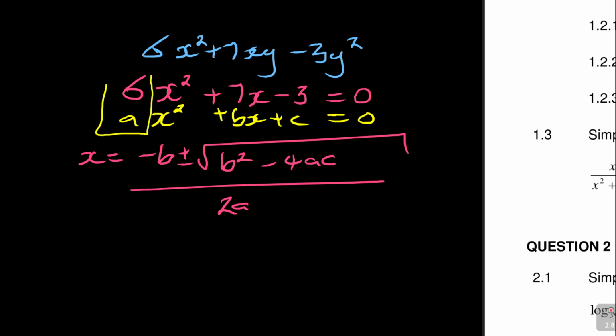Where is that? There is my a. You cut there. These are called coefficients. There is my b and there is my c. So what is it?